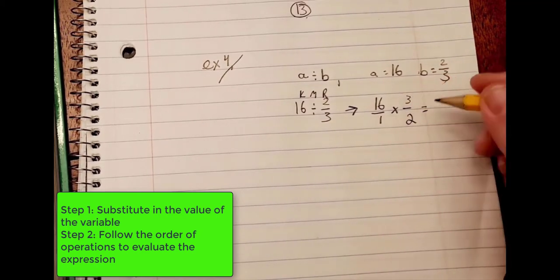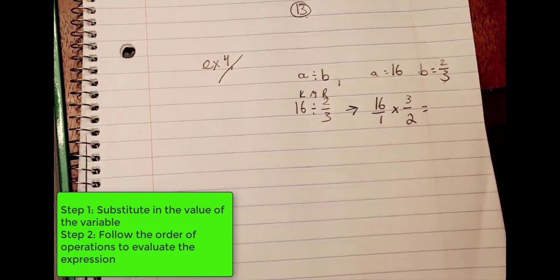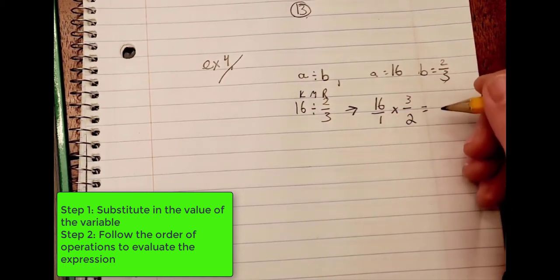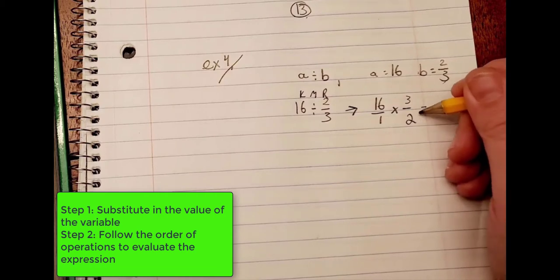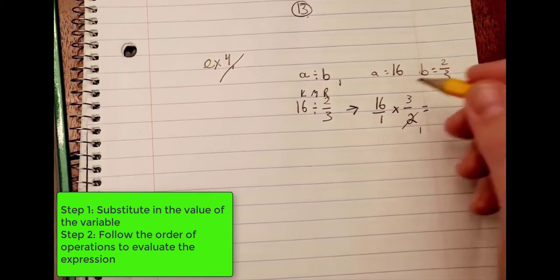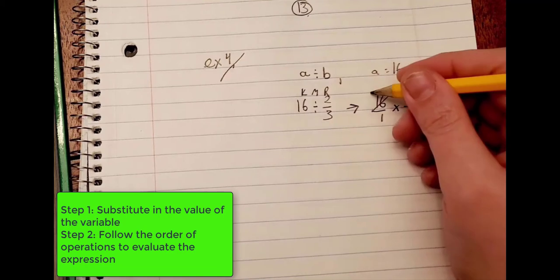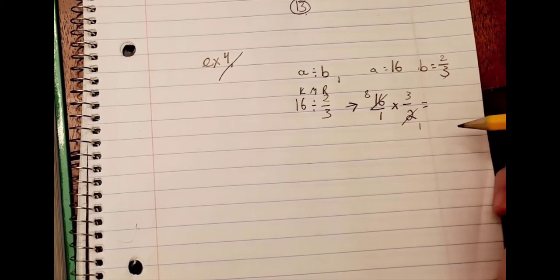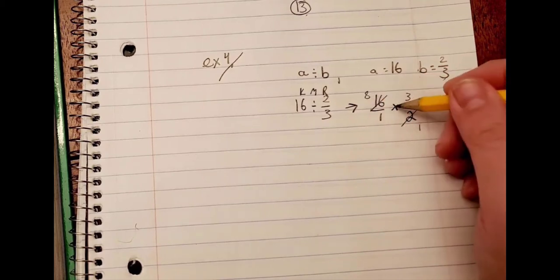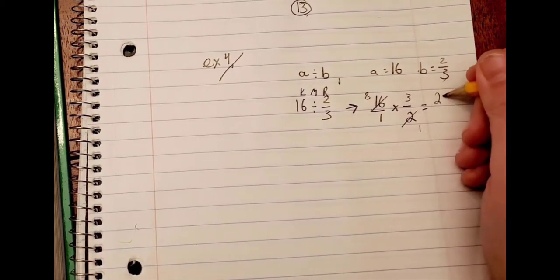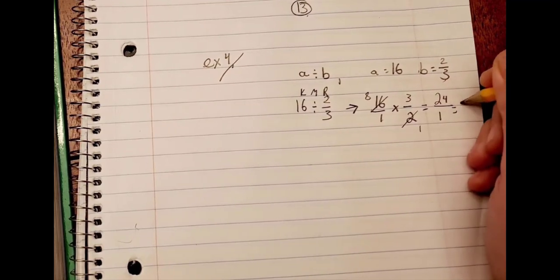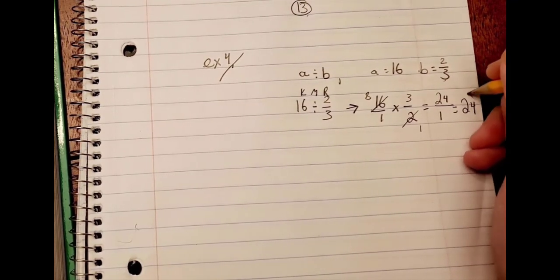I'm going to pre-simplify. 1 and 3 have no common factors to pre-simplify by. 16 and 2 do. They can both be divided by 2. 2 divided by 2 is 1. 16 divided by 2 is 8. Now, surfer across the top, scuba diver across the bottom. 8 times 3 is 24. Over 1 times 1, 1. So my answer is 24.